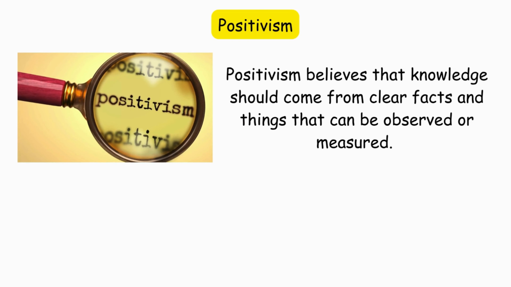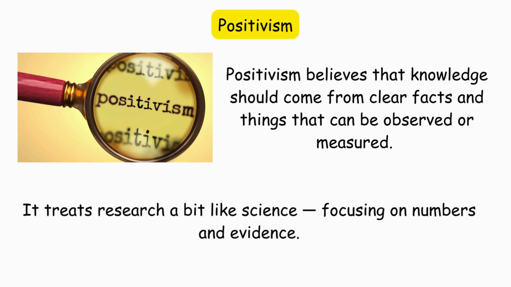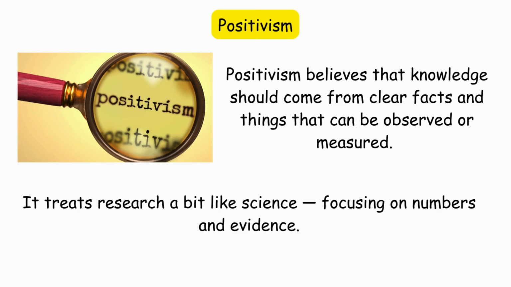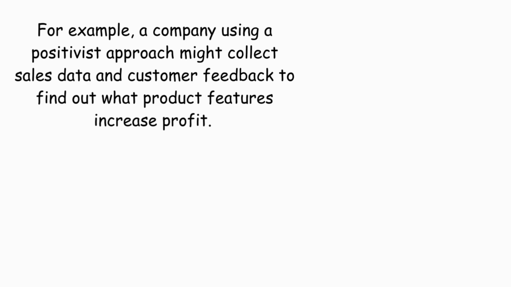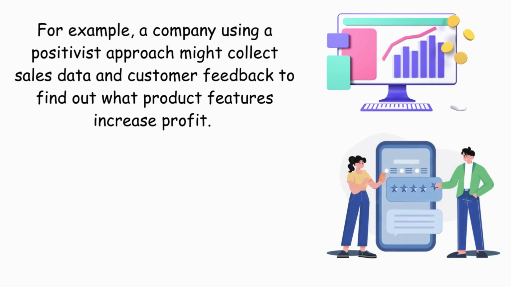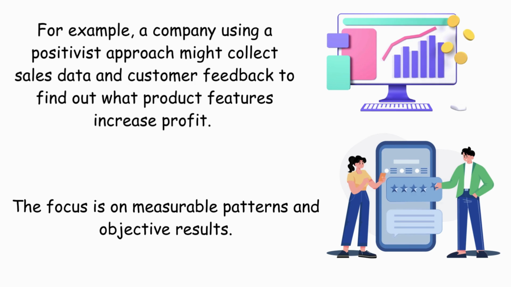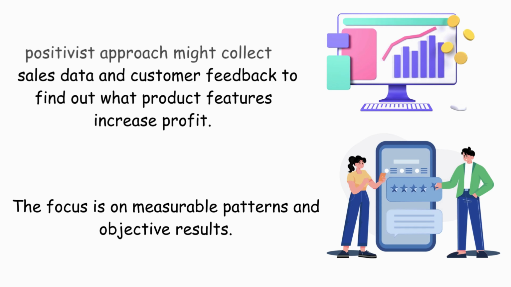Here are some major approaches. Positivism. Positivism believes that knowledge should come from clear facts and things that can be observed or measured. It treats research a bit like science, focusing on numbers and evidence. For example, a company using a positivist approach might collect sales data and customer feedback to find out what product features increase profit. The focus is on measurable patterns and objective results.